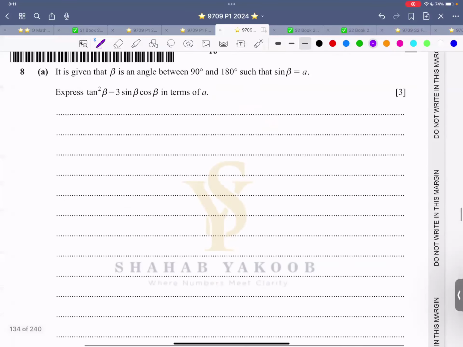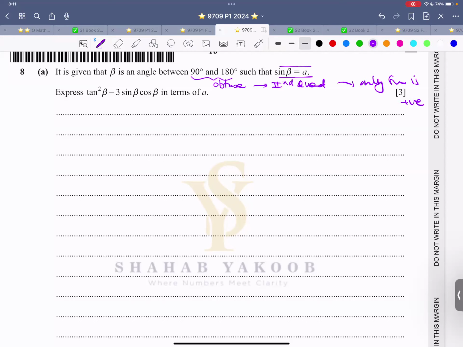Now let's look at question number 8, trigonometry. Now it says it is given that beta is an angle between 90 and 180. That means it's an obtuse angle. So obtuse angle, it's in the second quadrant. In the second quadrant, only sine is positive. It says sine beta is a.